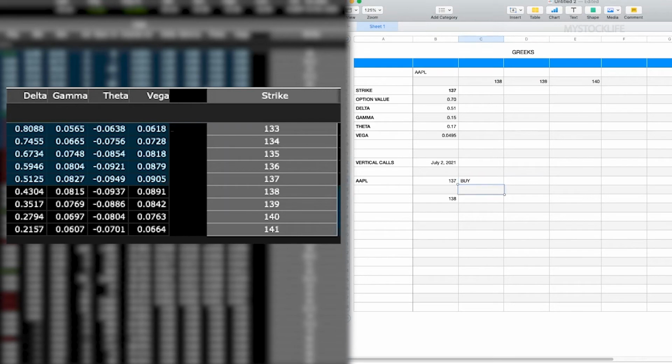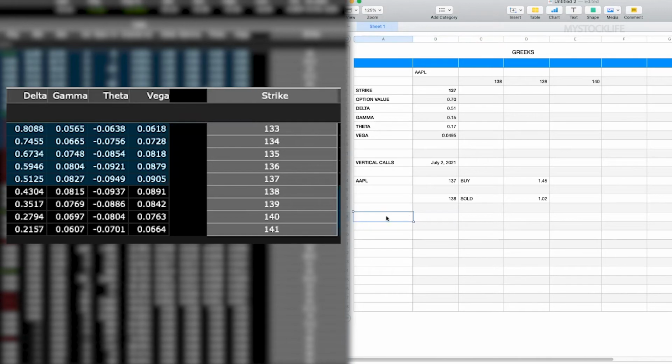So I buy the 137 call at $1.44 or $1.45, I'll say. I buy it for $1.45. And then I sell the 138 call. The 138 is going for 99 by 104, so I'll say around 1.02, right? Now I sold this call. If you don't know what vertical calls are, don't worry, just watch this. It will eventually make sense.